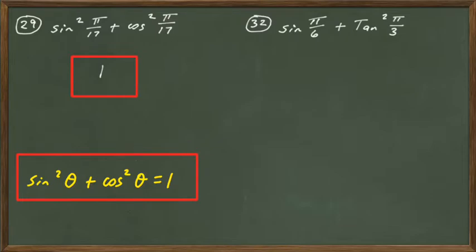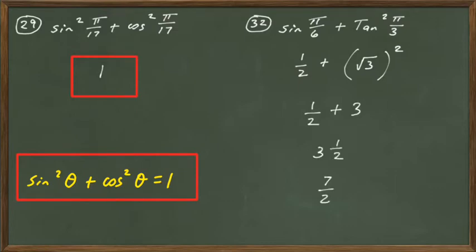Now, over here we're finding actual values. Sine of pi over 6 is 1/2, and we have tangent squared, so I have to find the tangent of pi over 3, which I think is radical 3. When you square the square root, it goes away. 3 plus 1/2 is 7/2. I'd much rather you call it 7/2. However, I would take either of the last two answers.